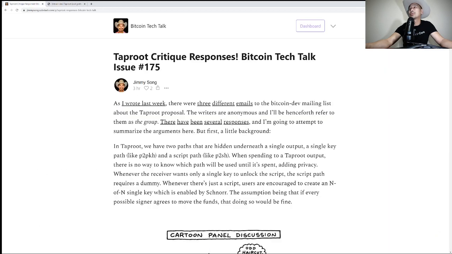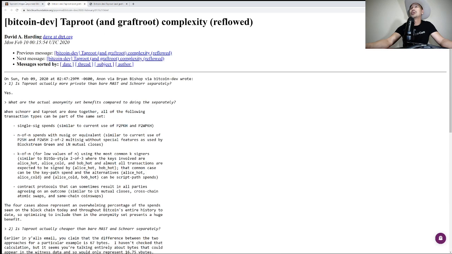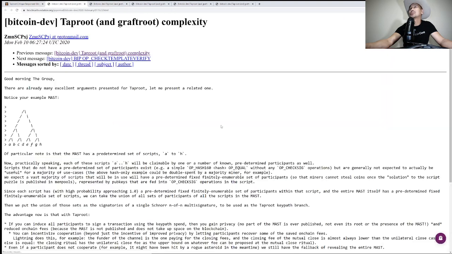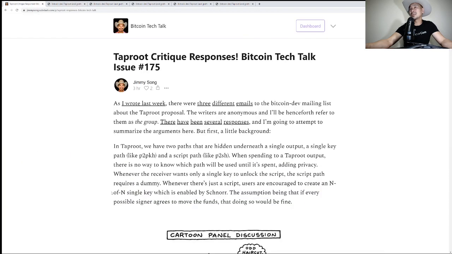This one's from Matt Corallo, this one's from David Harding, this one is from Jonas Nick, this one was from Anthony Towns, and this one was from anonymous developer ZmnSCPxj. So lots of interesting ones.